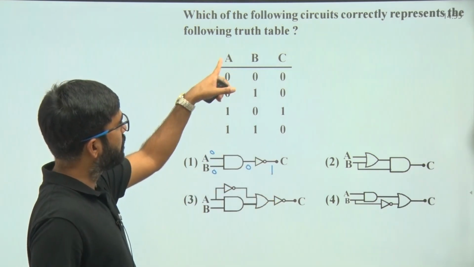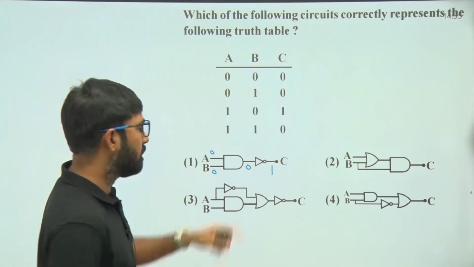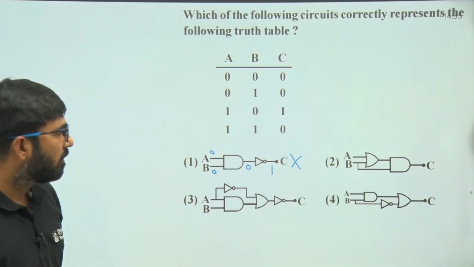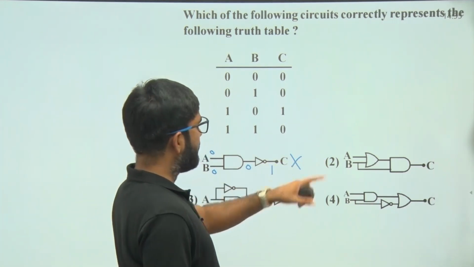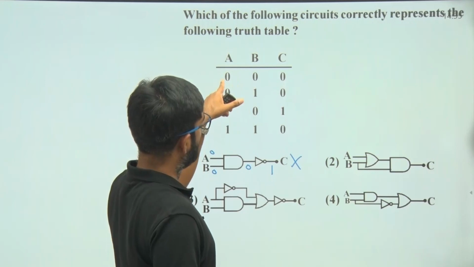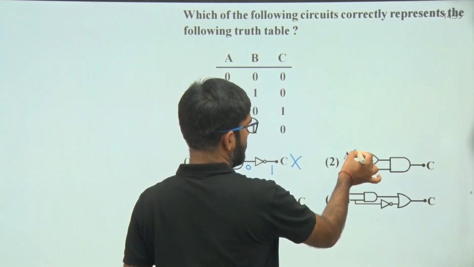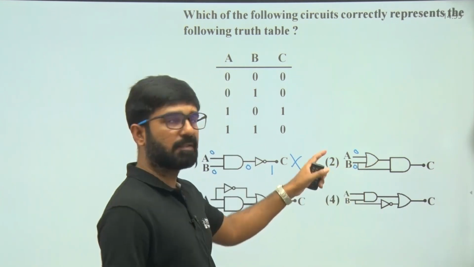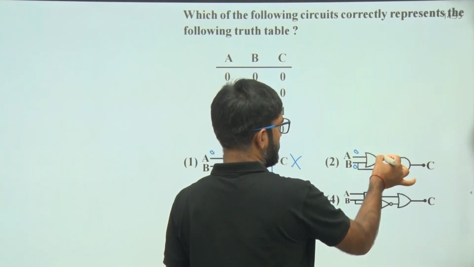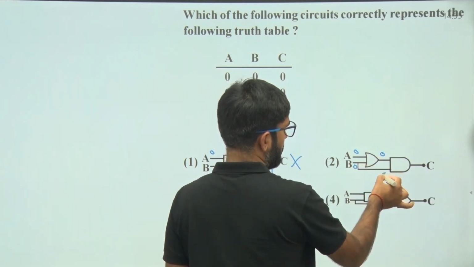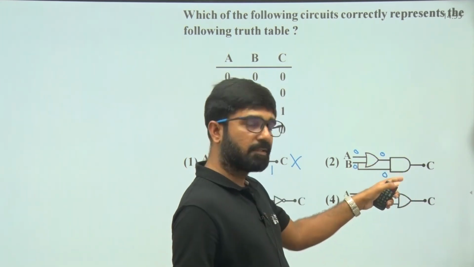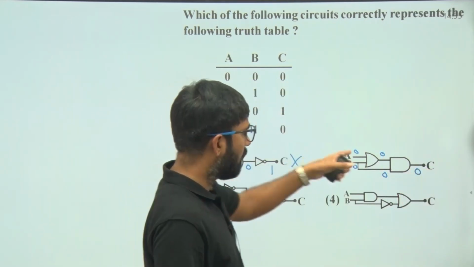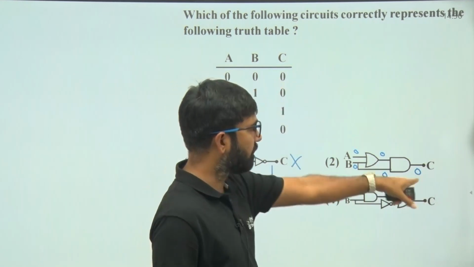According to the table, if A and B both are 0, then the output is 0. That means the first option is incorrect. Now in the second option, if inputs A and B are both 0, the output of the OR gate is A plus B, that means 0 plus 0, which is 0. The output of the AND gate is 0 into 0, which is 0. If A and B both are 0, then the output should be 0. That means this is satisfied.